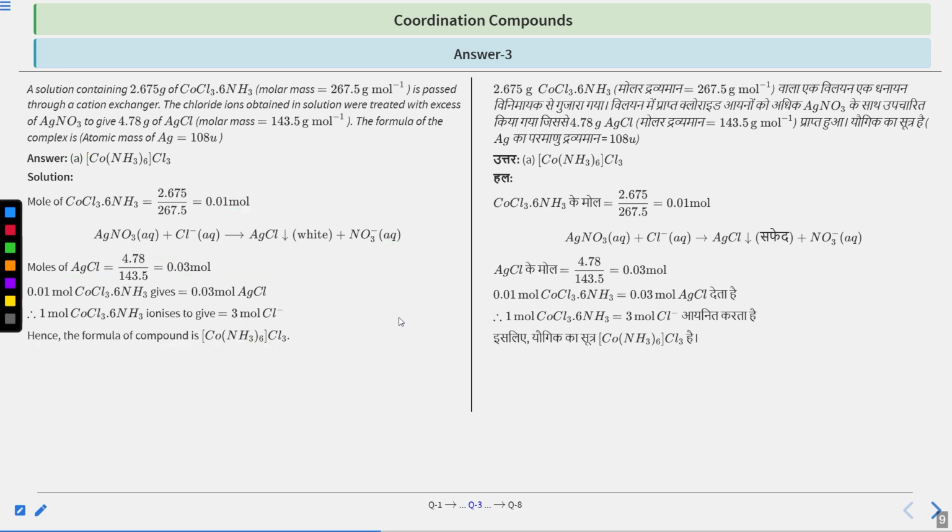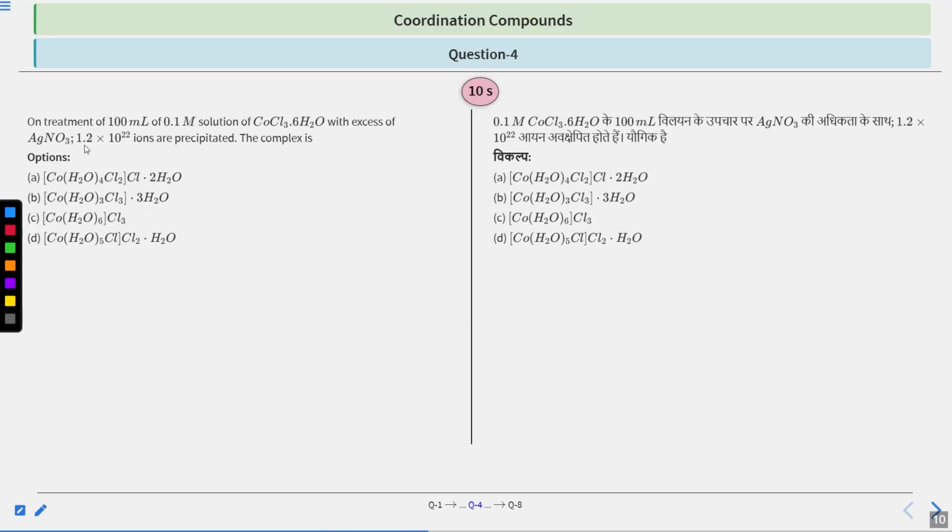Okay, let's move to the next question. Question number 4. On treatment of 100 ml of 0.1 molar solution of CoCl3.6H2O with excess of AgNO3, 1.2 times 10 to the power 22 ions are precipitated. The complex is, we have to find out the complex.